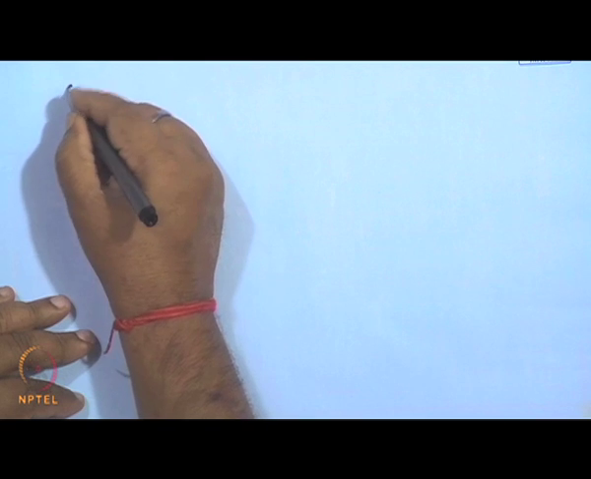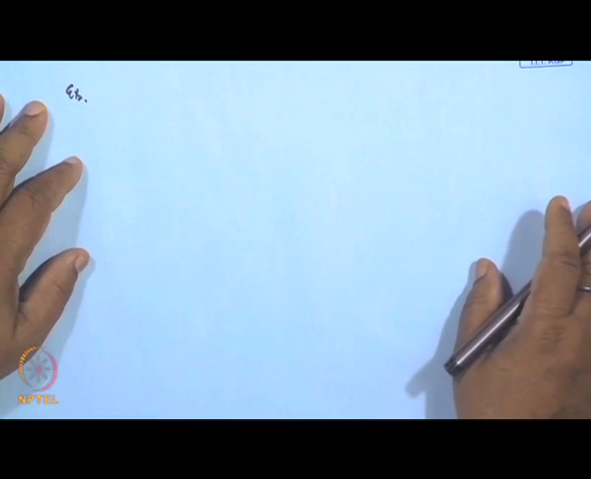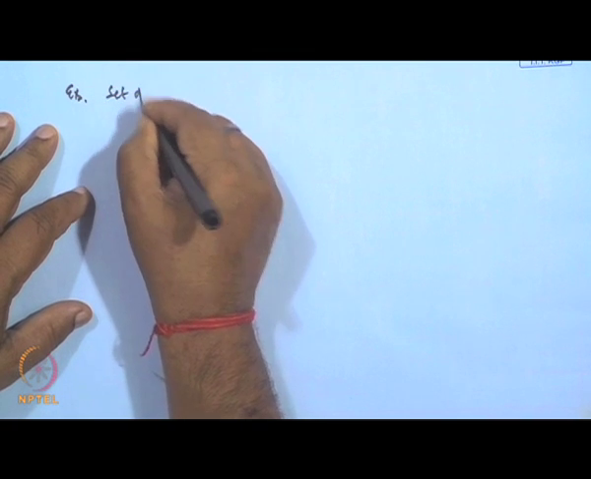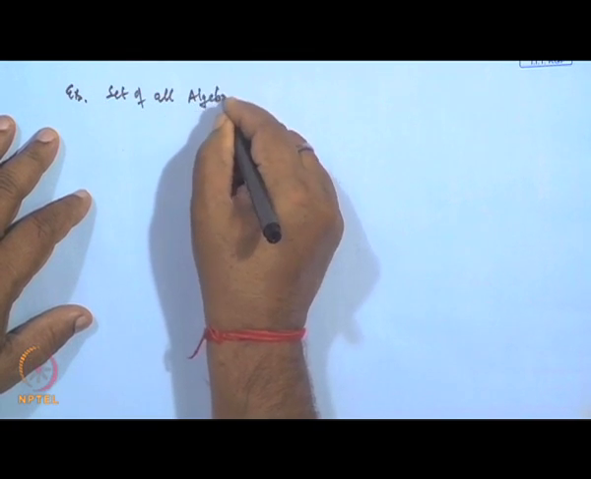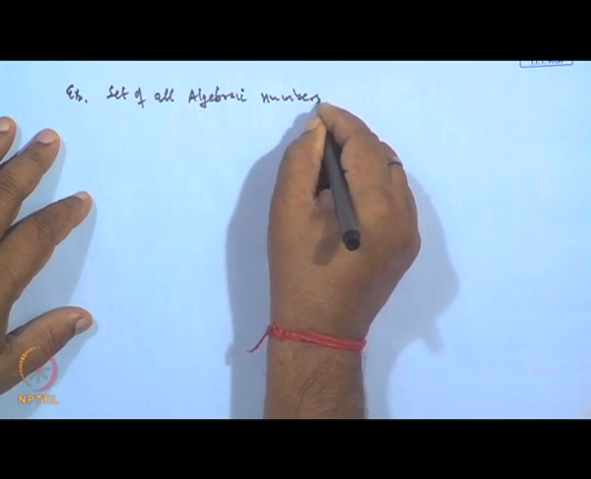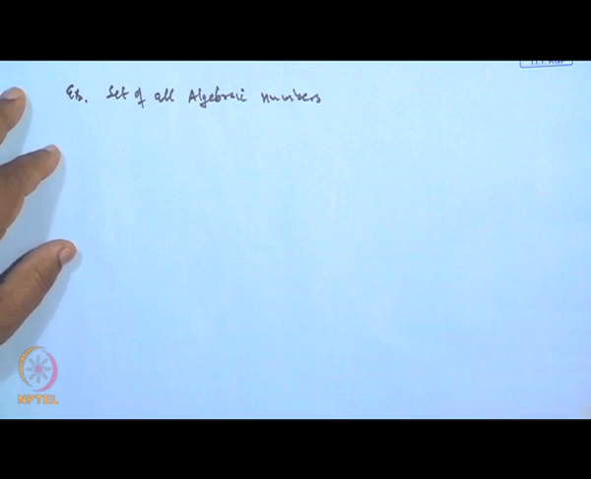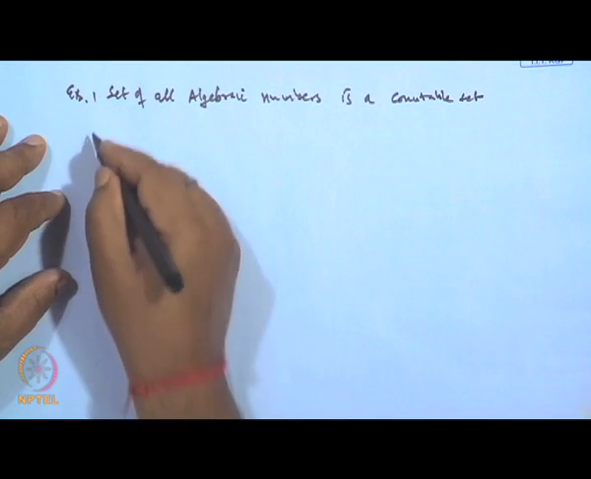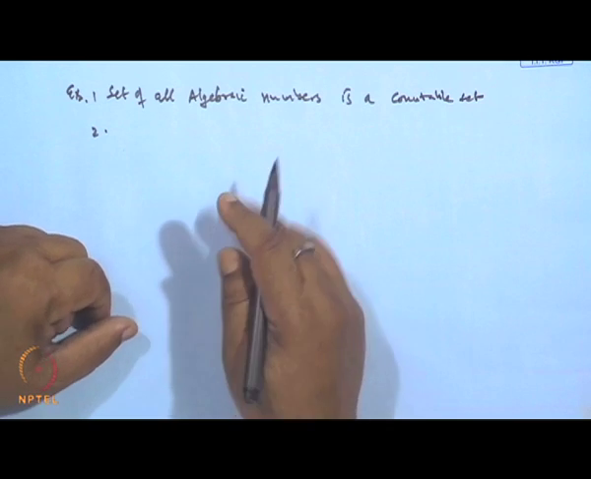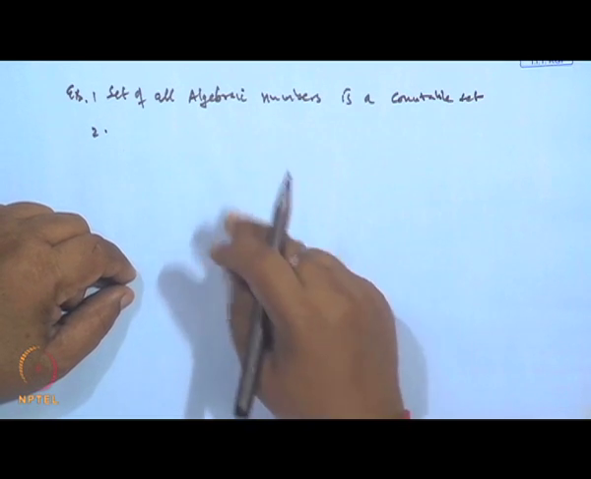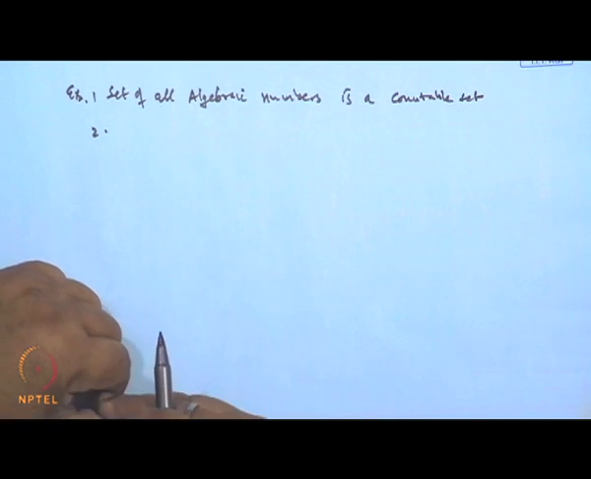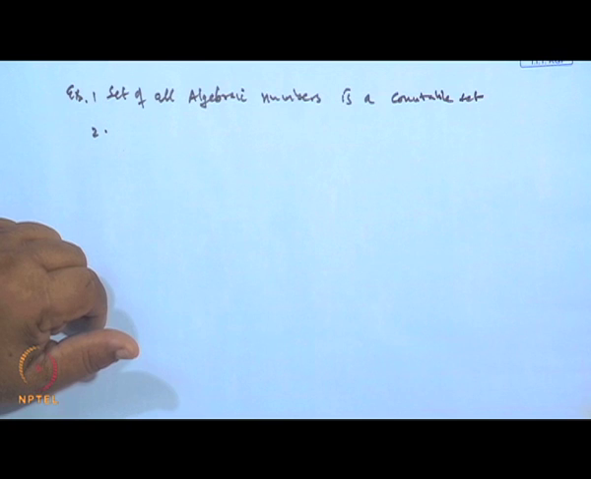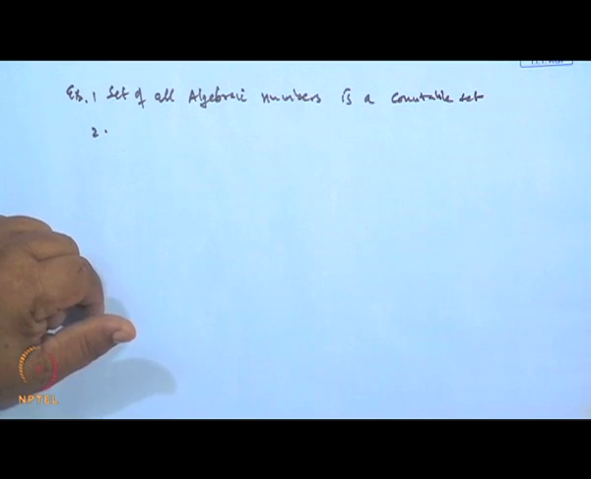Now, we will just give an example here, and show it later. Exercise, which we will prove now: the set of all algebraic numbers is a countable set. I am leaving this as an example, but otherwise next we will show it also.